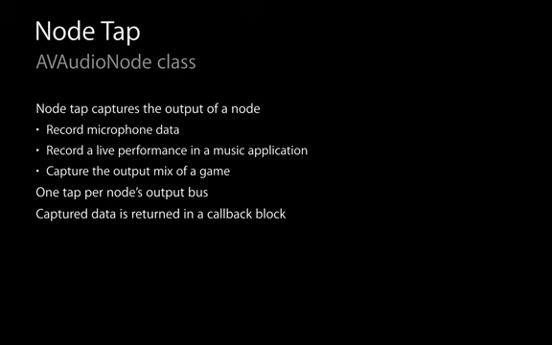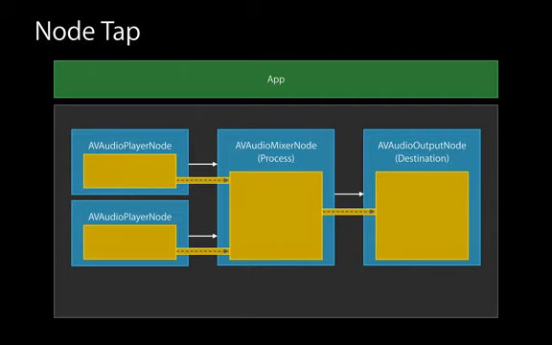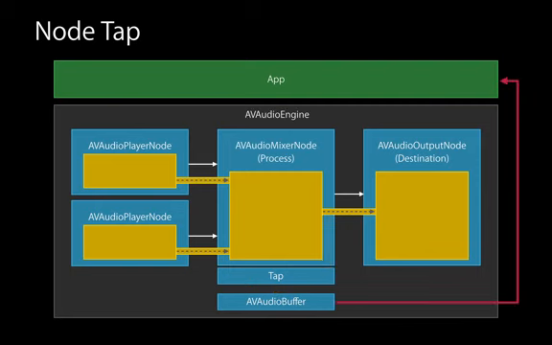And what that is essentially is a tap that you install on the output bus of a node. So the data that's captured by the tap is returned back to your application via a callback block. So going back to our familiar diagram, I have two players that are connected to the engine's main mixer, and I want to tap the output of the mixer. So I can install a tap on the mixer, and the tap will start pulling data from the render thread. The tap will then go ahead and create a buffer object, stuff that data into the buffer, and return that back to the application via a callback block.